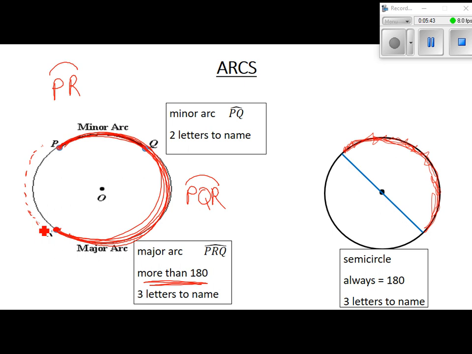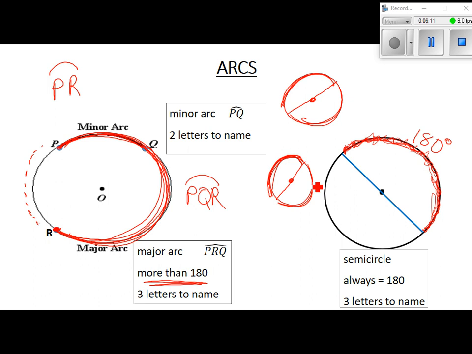A semicircle is an arc that is exactly 180 degrees. To have a semicircle, anytime you have a diameter in a circle, if I draw any diameter in any circle, this side over here is a semicircle, this side over here is a semicircle. So a diameter splits a circle in half, and each of those halves is called a semicircle. When we have a semicircle, we use 3 letters to name it, just like we would with a major arc.